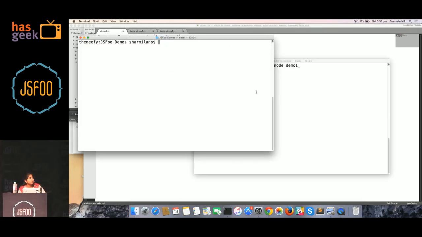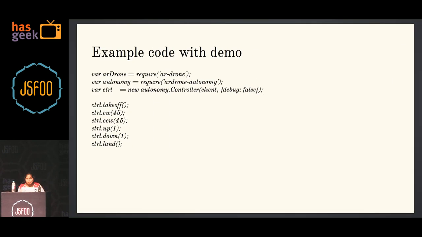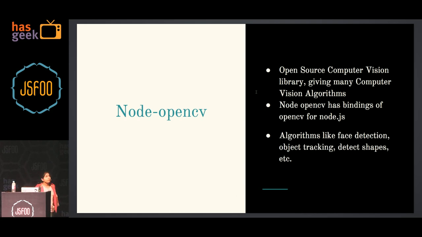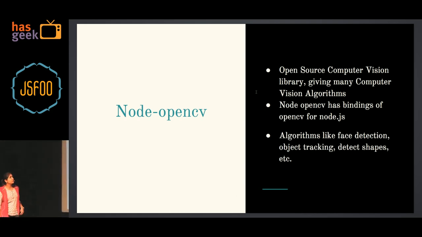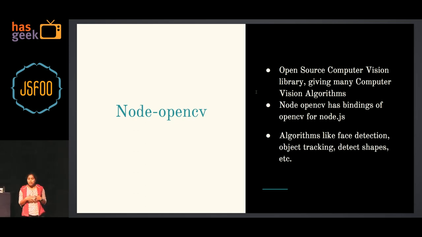Let's move on to the image processing part of things. We have OpenCV, which is an open source computer vision library written in C++, and it gives you many computer vision algorithms prepackaged with it. node-opencv gives you bindings of OpenCV for the node environment. With that you can use many algorithms like face detection, object tracking, detecting shapes, etc. Now let's connect the drone with OpenCV.